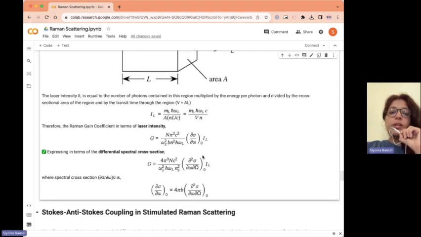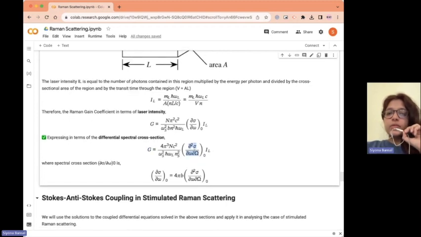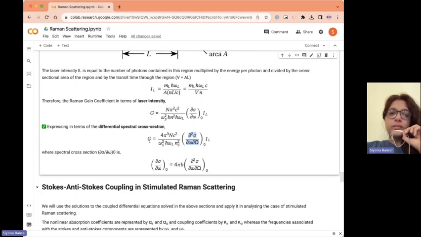And the final formula which we get is expressing G in terms of the differential spectral cross section and the laser intensity, which are the two things we can control experimentally. And thus we have derived a relationship between the gain coefficient and the cross section area, and these two account for the stimulated and the spontaneous Raman scattering respectively.